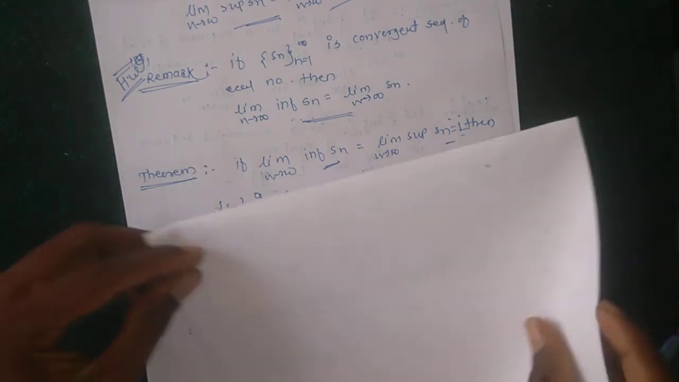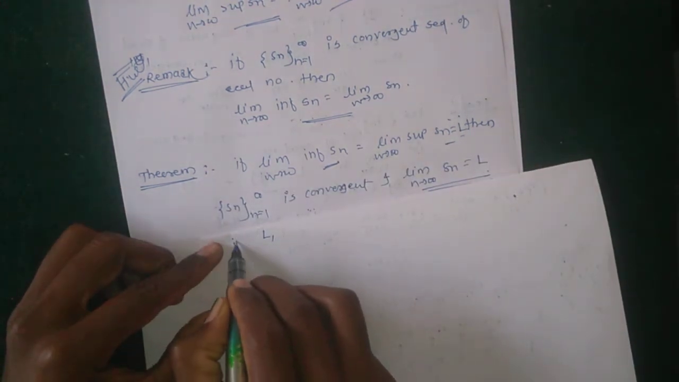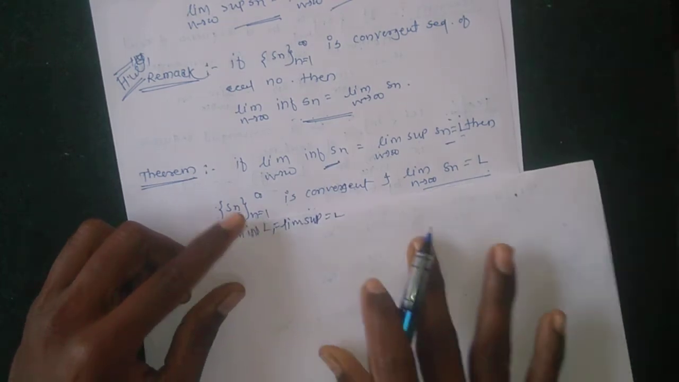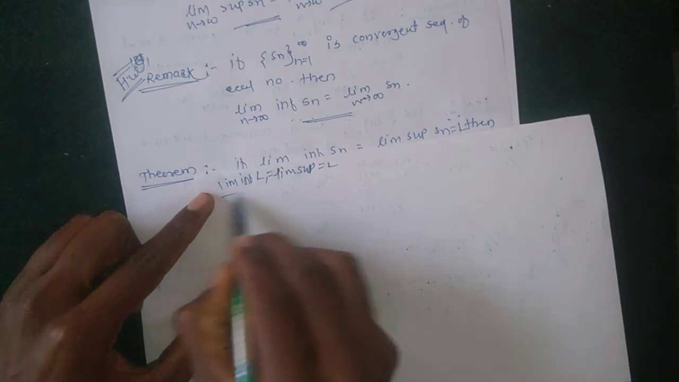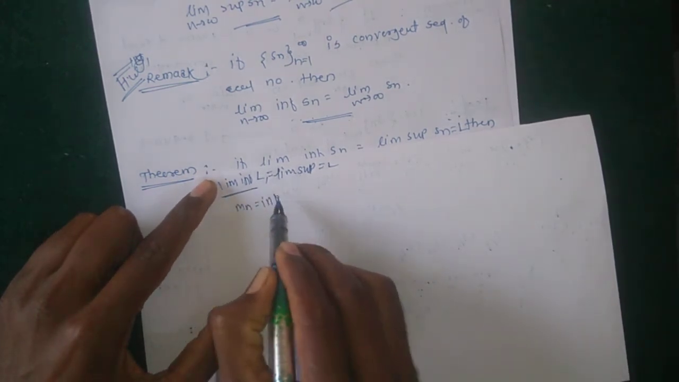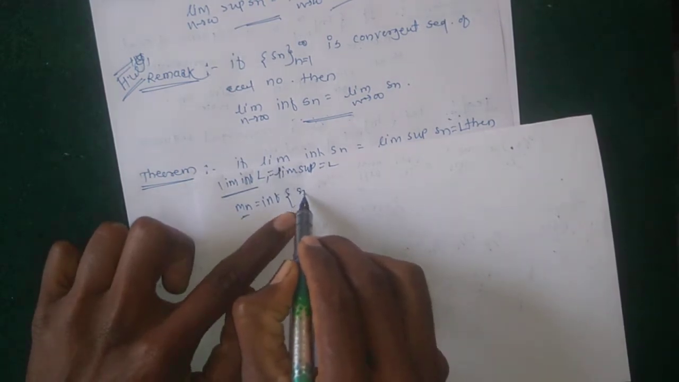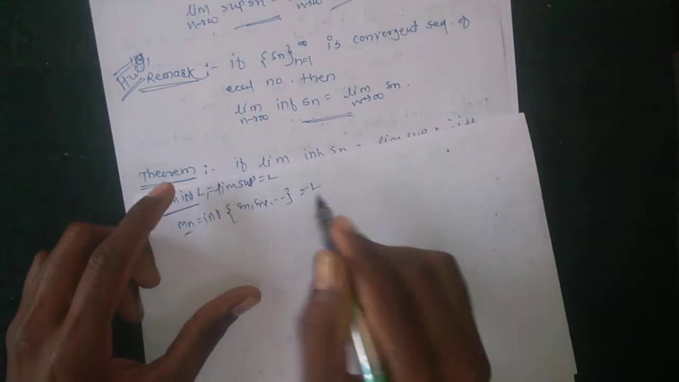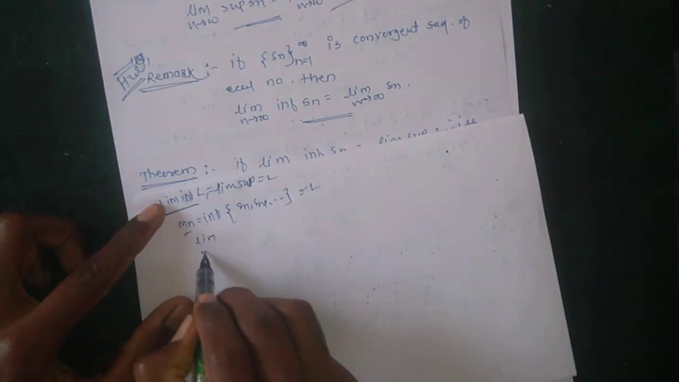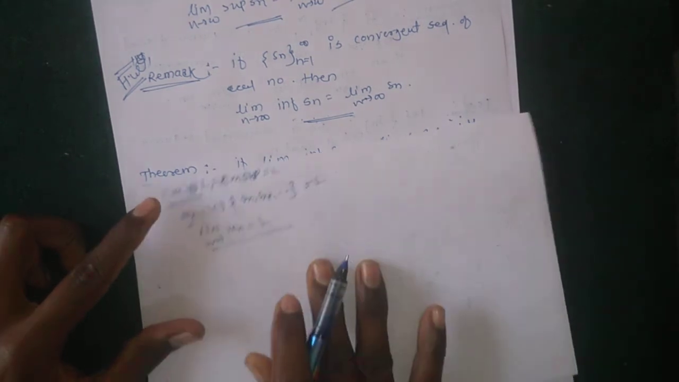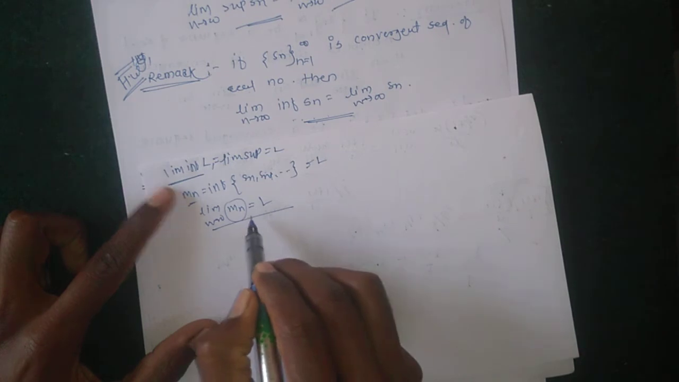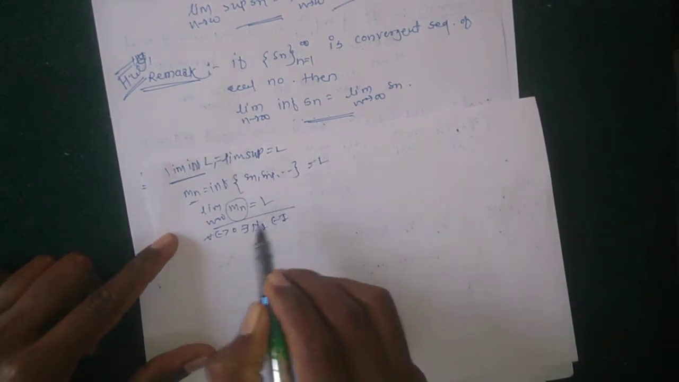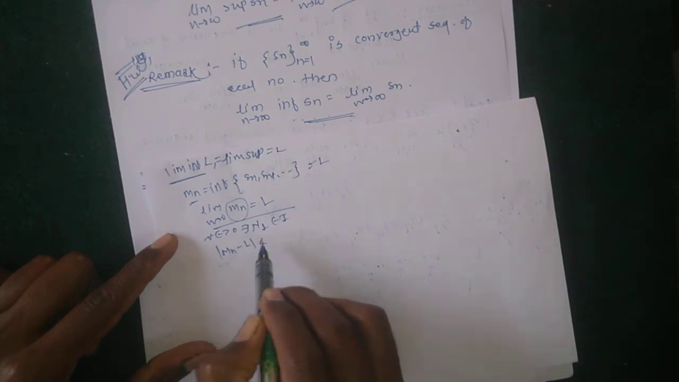Here suppose that the limit infimum is equal to the limit supremum, and this is L. Small mn is the infimum of Sn plus 1 and so on, and it has limit L, which implies that the limit as n tends to infinity of mn is L. By the epsilon-N definition, for all epsilon greater than 0, there exists n1 belonging to the positive integers such that the modulus of small mn minus L is less than epsilon.